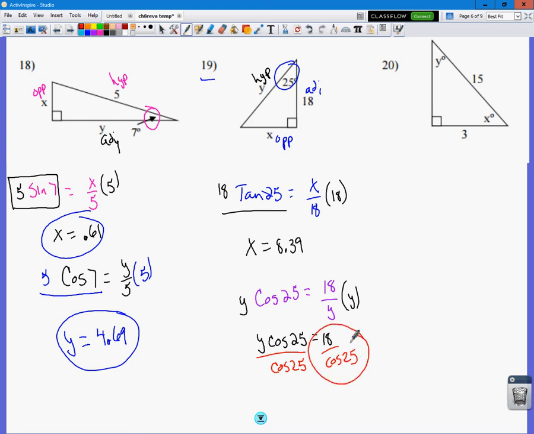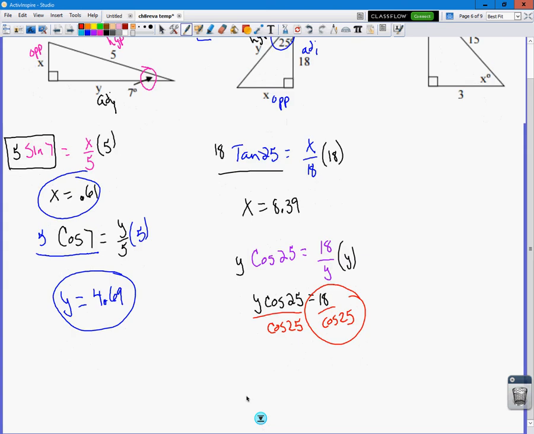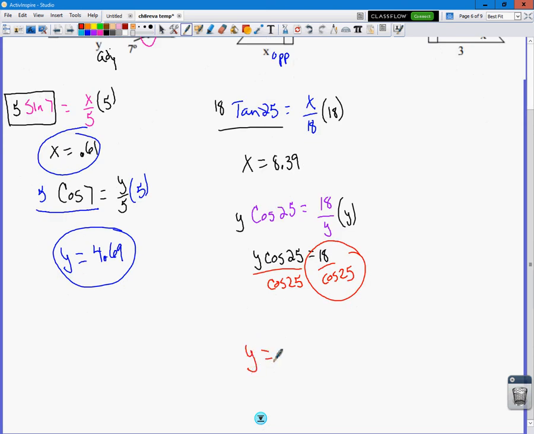This is what gets keyed into the calculator, giving me y equals 19.86. And again, just talking about how this would be keyed in, this would be keyed in 18 divide 25 cosine. But remember, you have to hit equals so it'll do that division.